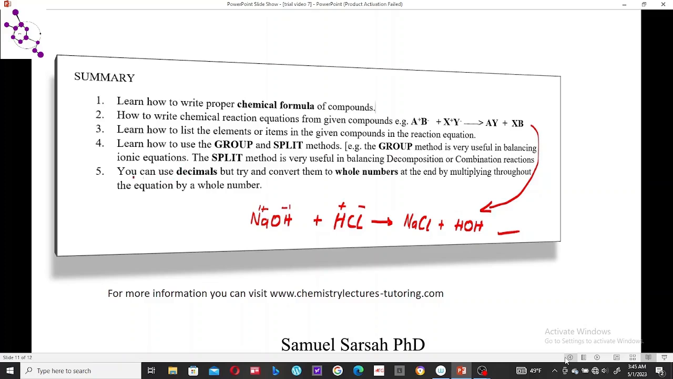And then the last step is you can use decimals also to balance chemical reaction equations, but try and convert them back to whole numbers in the end, because it's very easy to deal with whole numbers than decimals. So this is all that I have for the summary of balancing chemical equations.